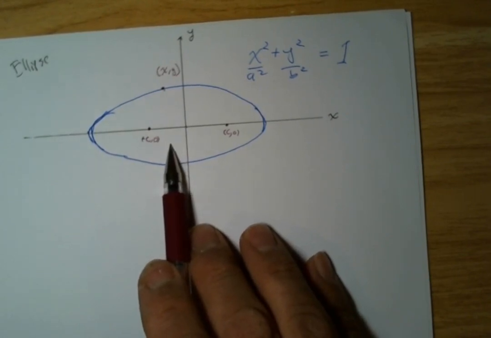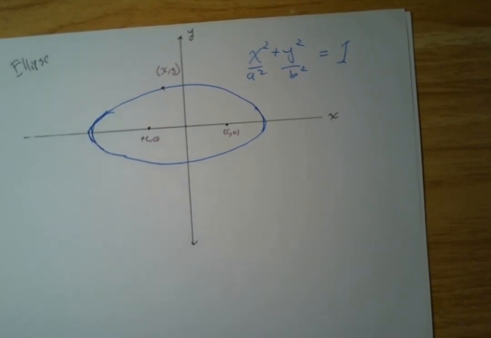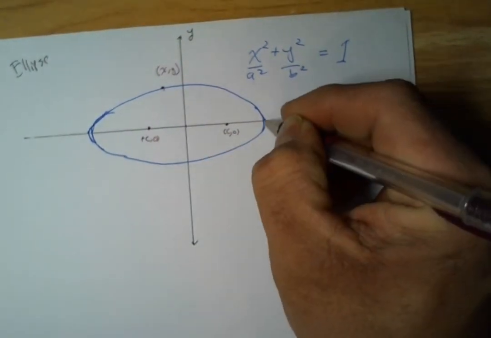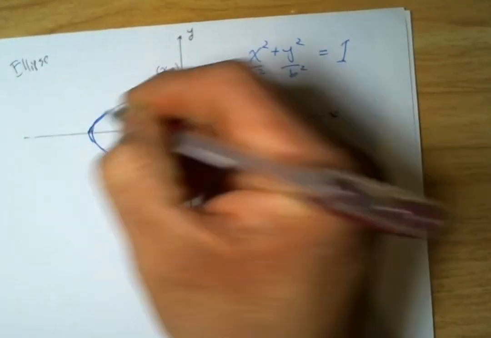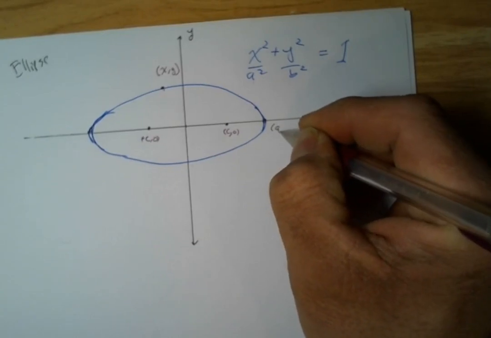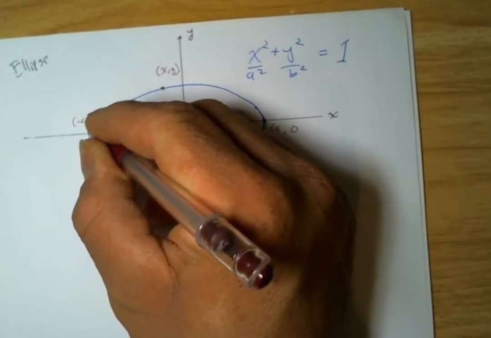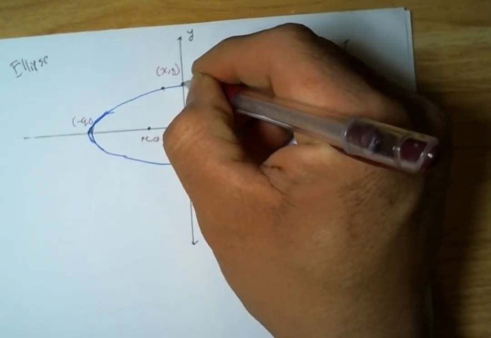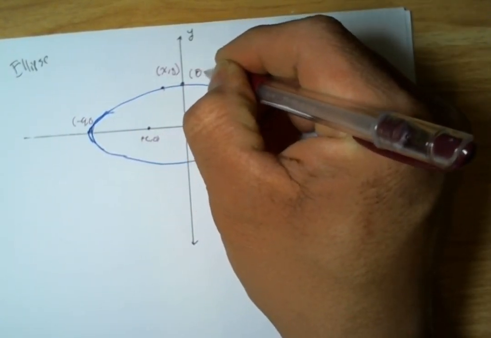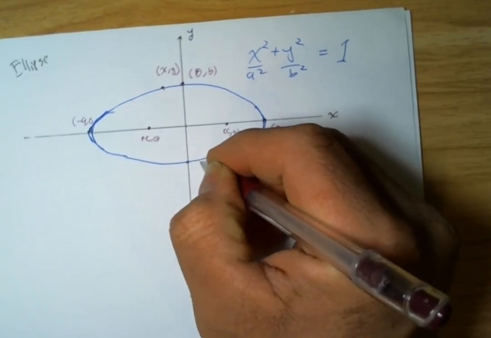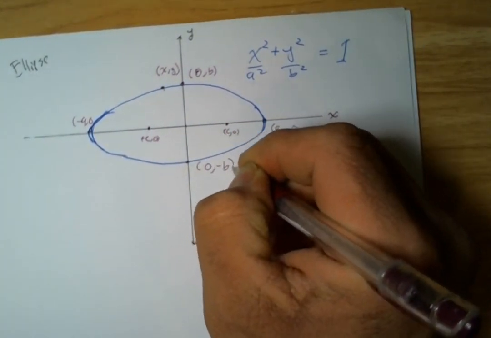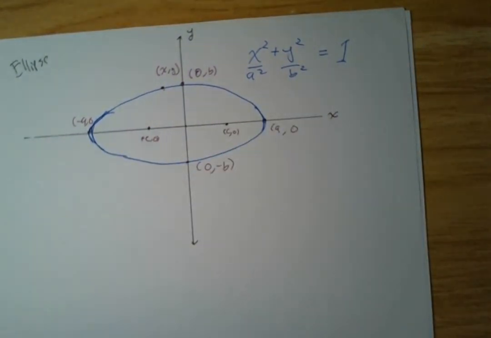Let's go over some points here. Along the x-axis, c and negative c are the foci, and the points a, 0 and negative a, 0. Then the points on the y-axis are 0, b and 0, negative b. Always think of a, b, and c as positive values.